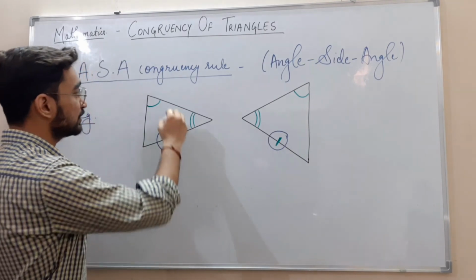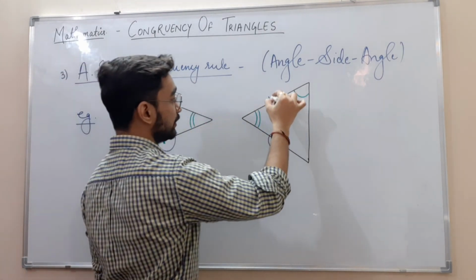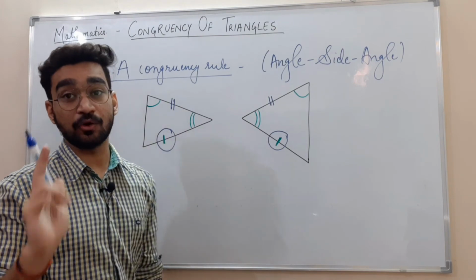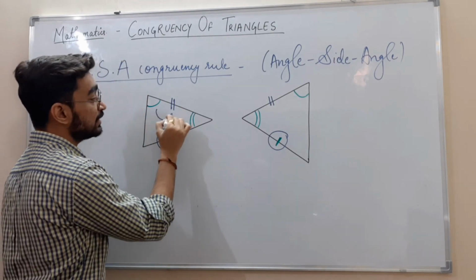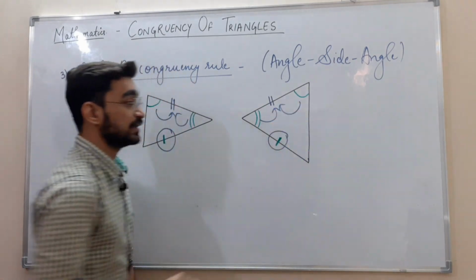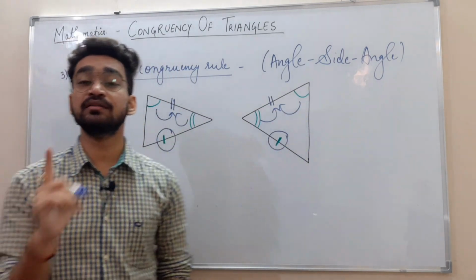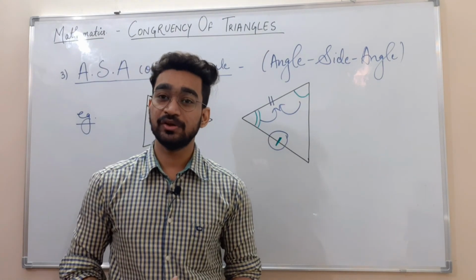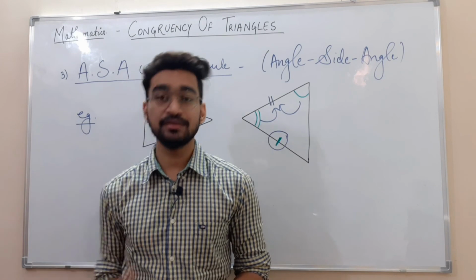If the question says that this side is equal to this side, then only I can say that these two triangles will be congruent, because this side is coming between these two angles. I hope you understood this whole concept.